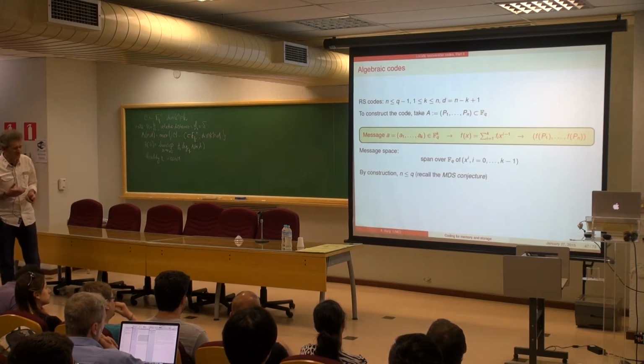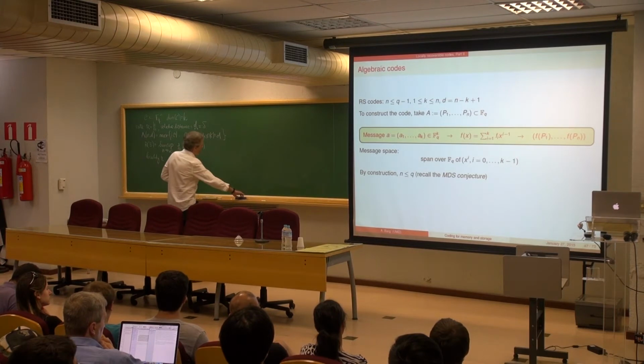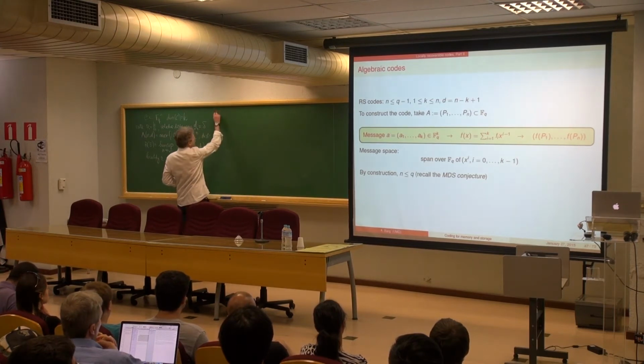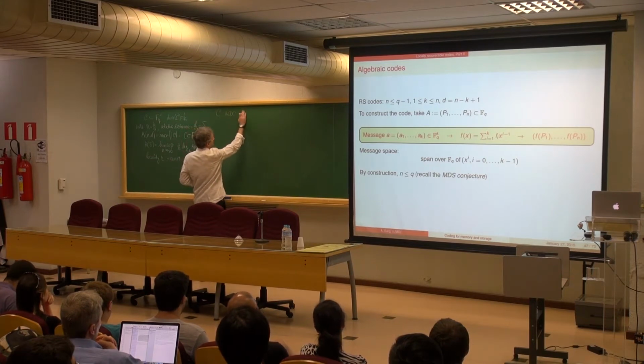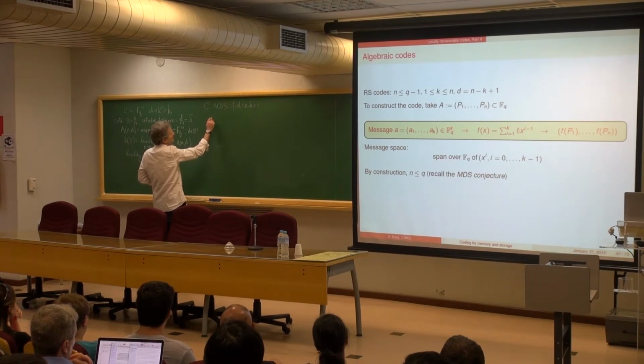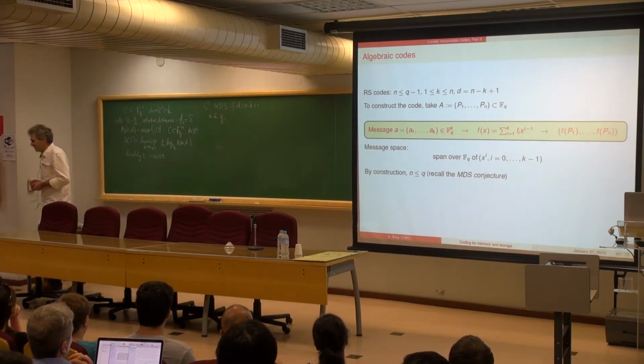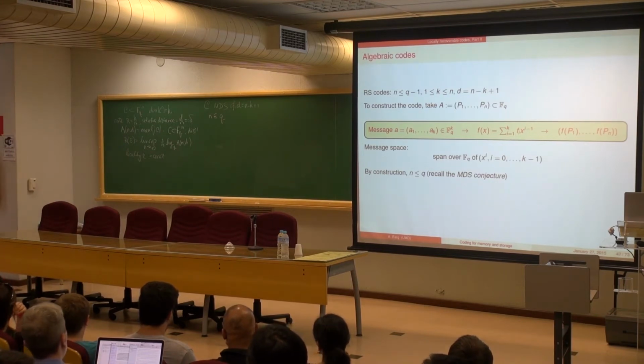Oh yes, recall the MDS conjecture. What is the MDS conjecture? A code C is called MDS if the distance is n minus k plus 1. The MDS conjecture says that the length of an MDS code is at most, well, to be precise, we need to consider several cases, but roughly, let me say q. It can be q plus 1, it can sometimes be q plus 2, but no constructions are known of MDS codes of length larger than q plus 2. And the conjecture says that it is not possible.